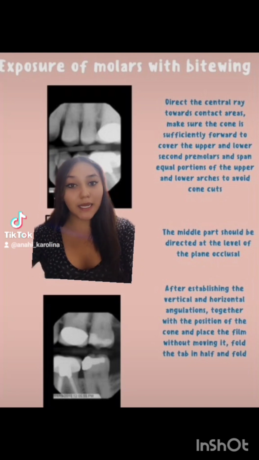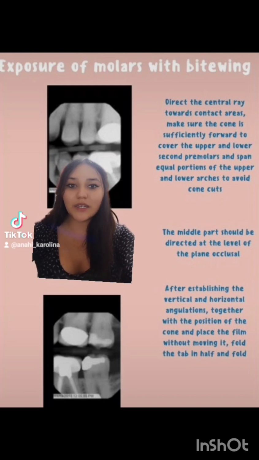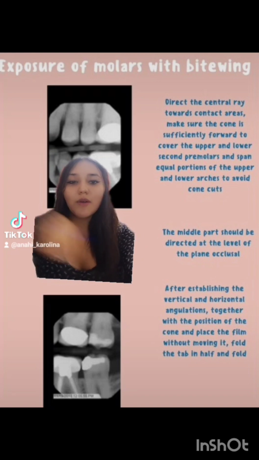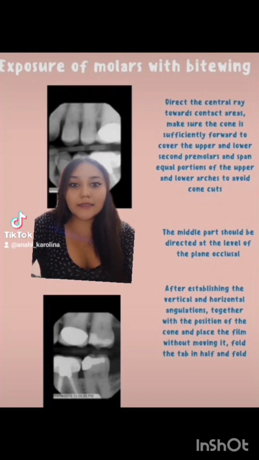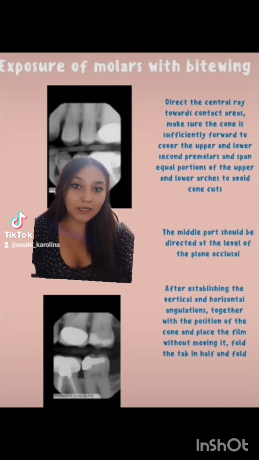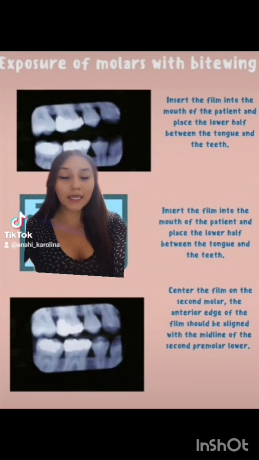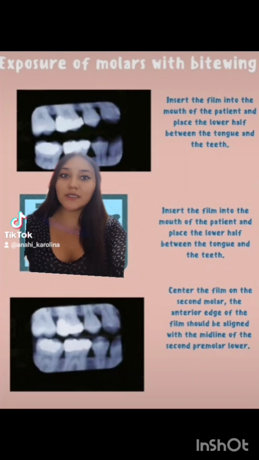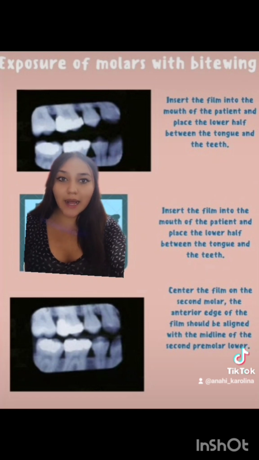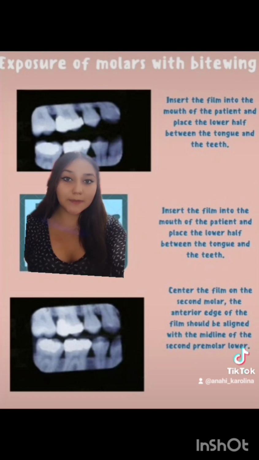The sixth step is, after the stability of the patient, we can set the vertical and horizontal angulations, together with the positions of the cone, and place the film without moving. The seventh step is we can insert the film into the mouth of the patient and place the lower half between the tongue and the teeth.